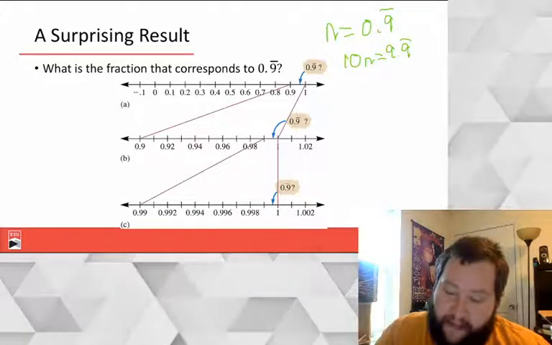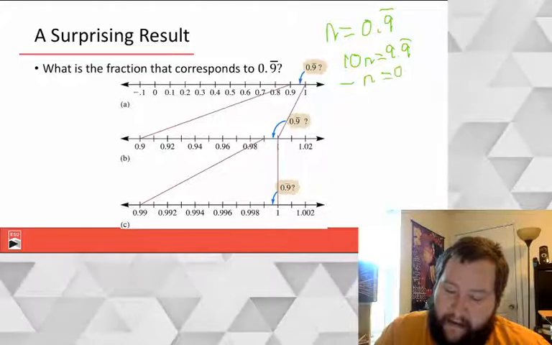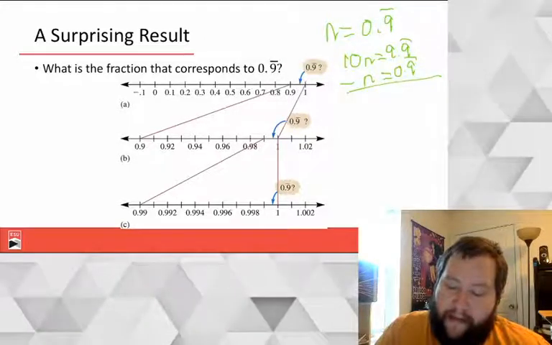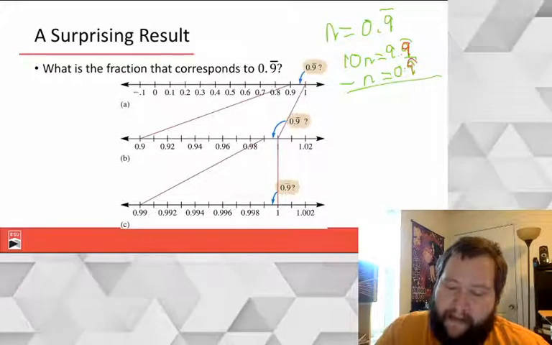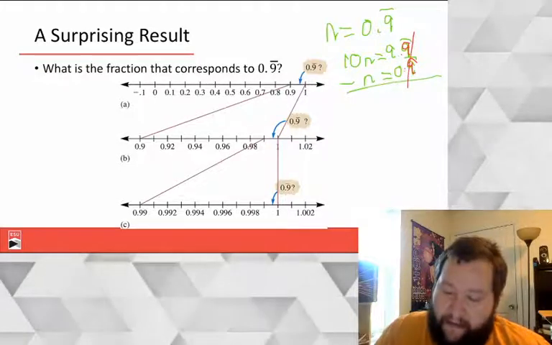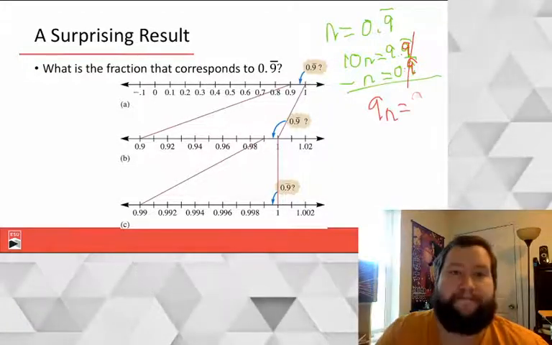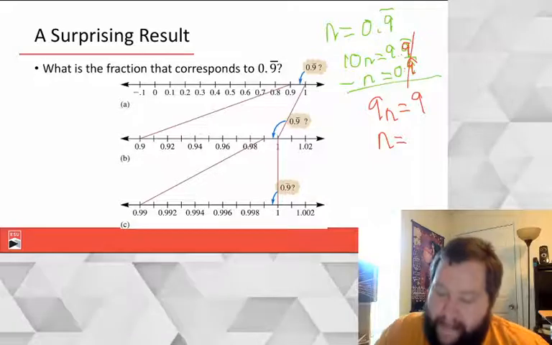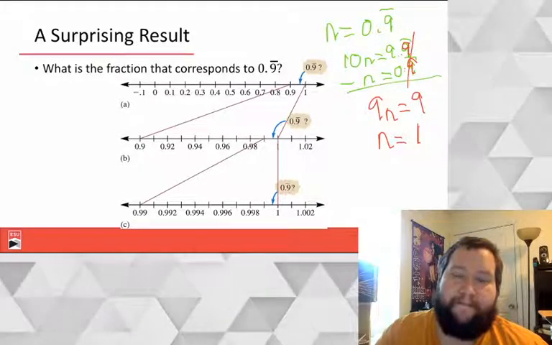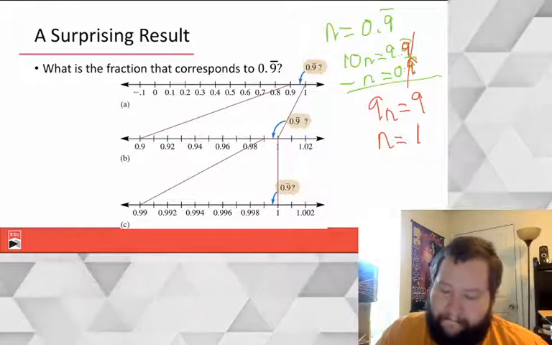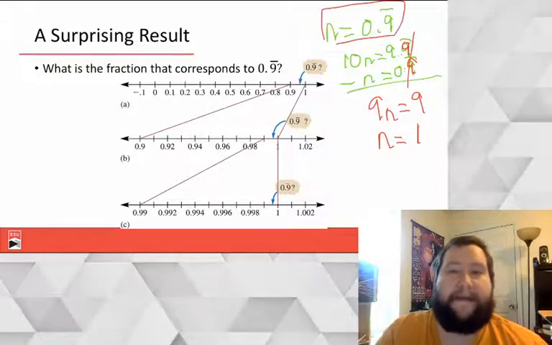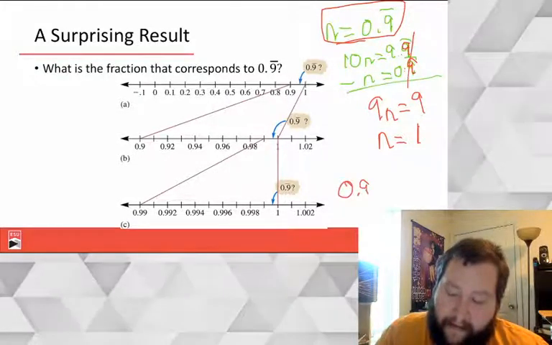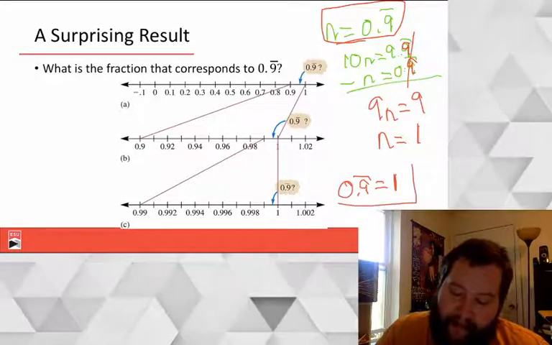And I'm going to do subtraction again. Minus n, 0.9 repeated. So if I take 9.9 repeated and subtract 0.9 repeated, those cancel. And I'm left with 9n equals 9. And so what does that mean that n equals? It means that n equals 1. But what is n? n was 0.9 repeated. And so it turns out that the number 0.9 repeated is the same number as 1.